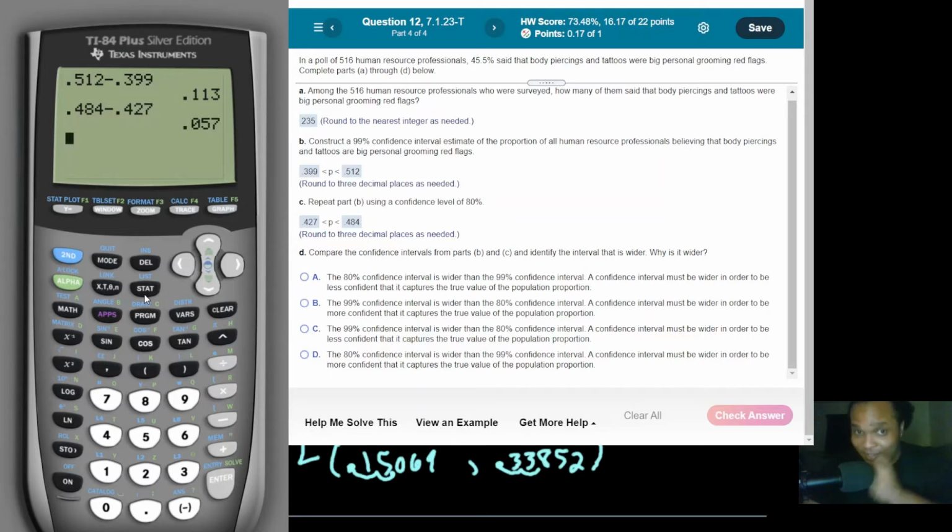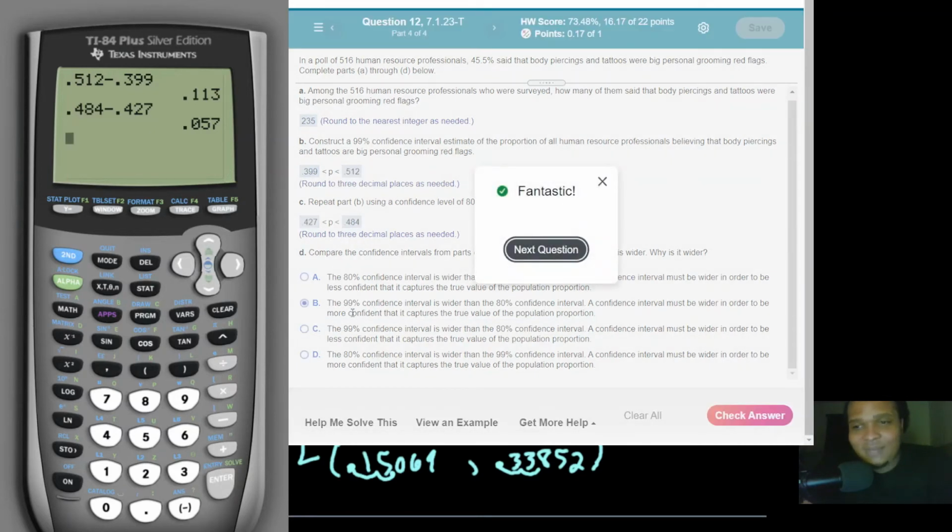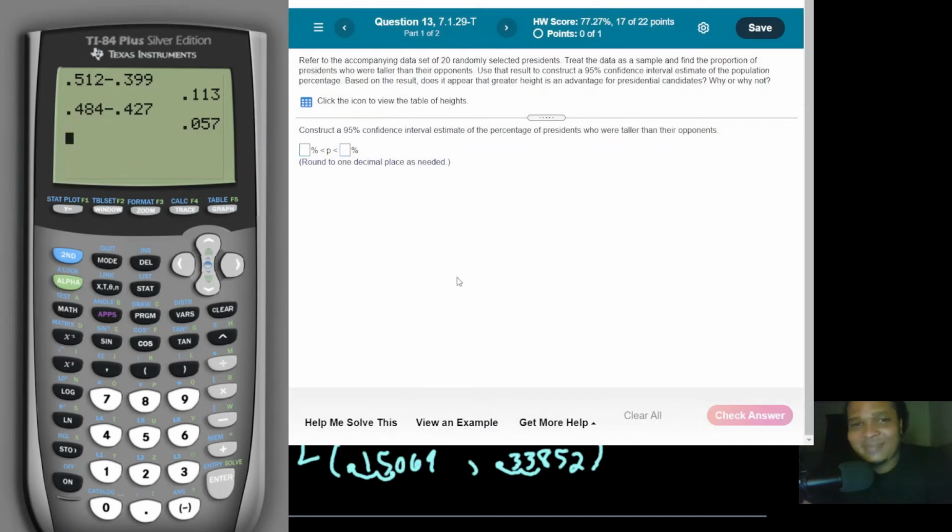Which one is bigger? 0.113 or 0.057? Definitely the 0.113. That came from the top one. That came from the 99% confidence interval. So the 99 is wider. So the 99% confidence is wider than 80%. So it's going to be B or C. All right, next, let's keep it going.